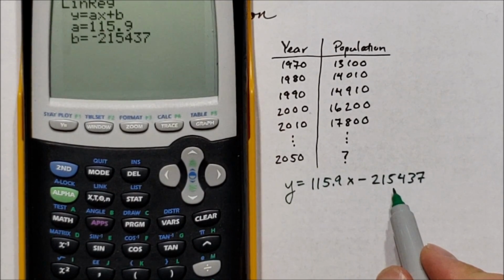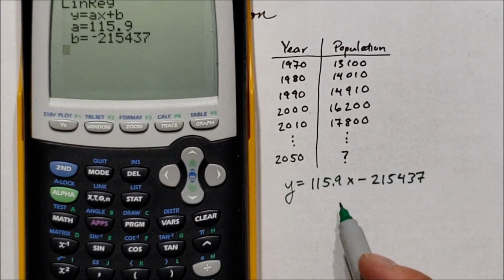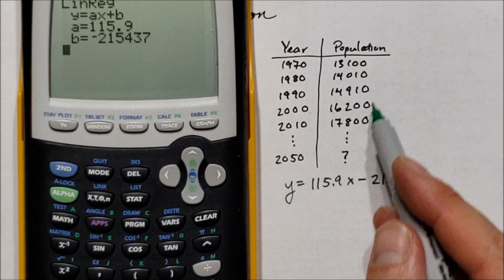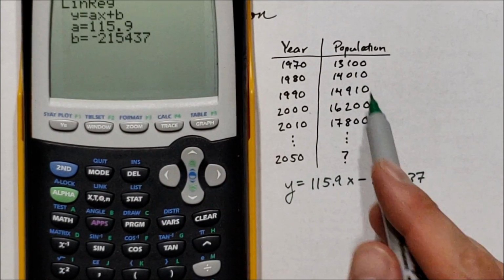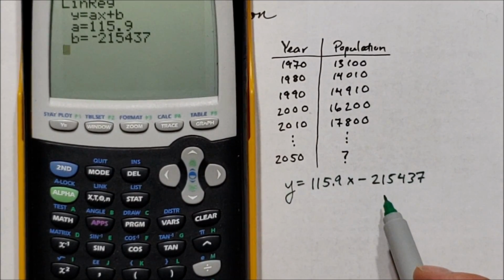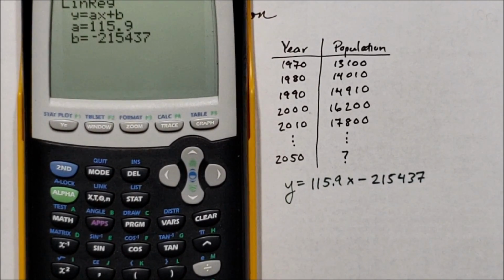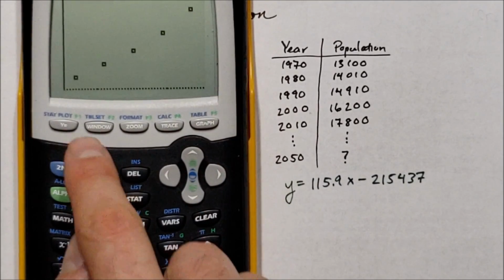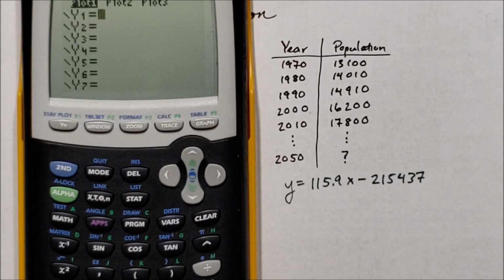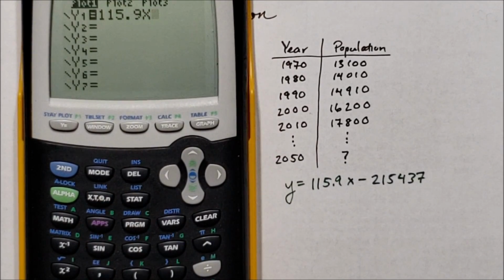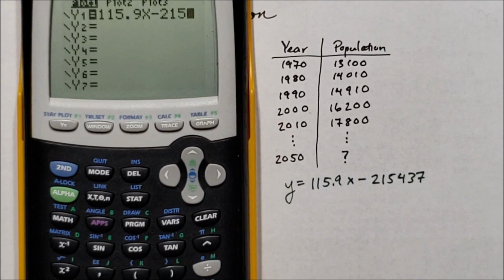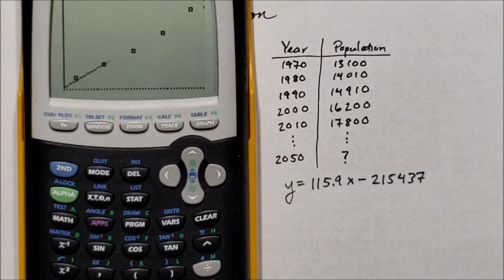Not likely. However, we're looking at this 50-year span or 40-year span of population data, not 2,000 years. Of course, that could never happen. But let's graph this. Let's go back to y equals 115.9x minus 215,437 people, and we'll graph that.